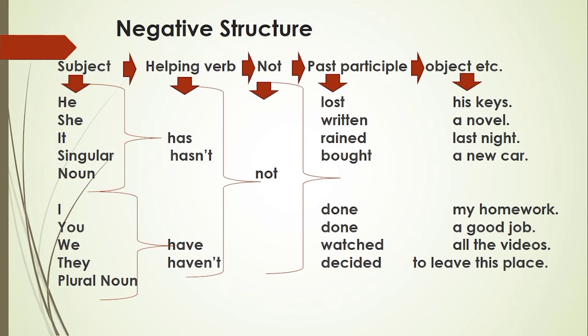How to convert them into negative? For negative, the simple thing is to bring not after has and have. So first we have the subject, then the helping verb, and then not. If you make a contraction, a short form, combine not with has and have, and it becomes hasn't or haven't. Then the third form, then the rest of the sentence. For example, he has not lost his keys. She has not written a novel. I have not done my homework. You haven't done a good job. They haven't watched all the videos.